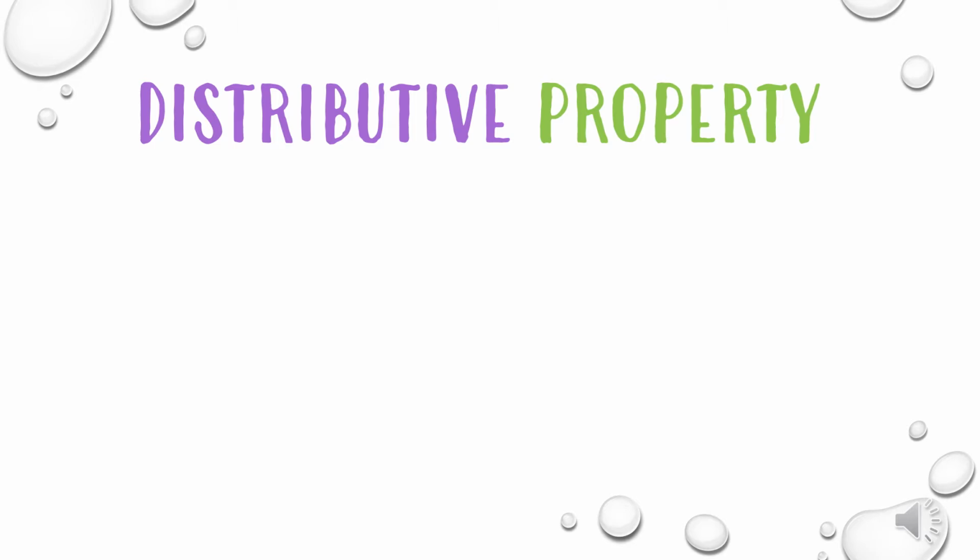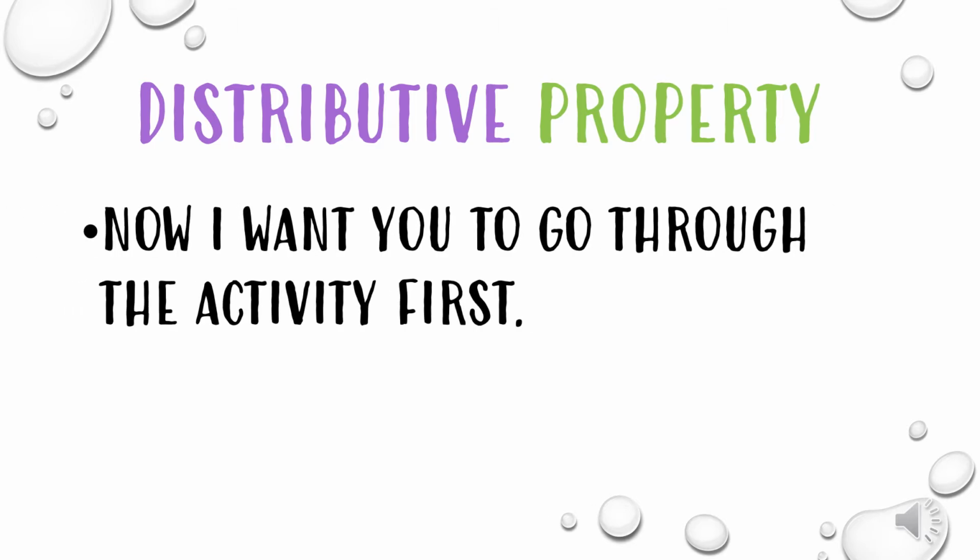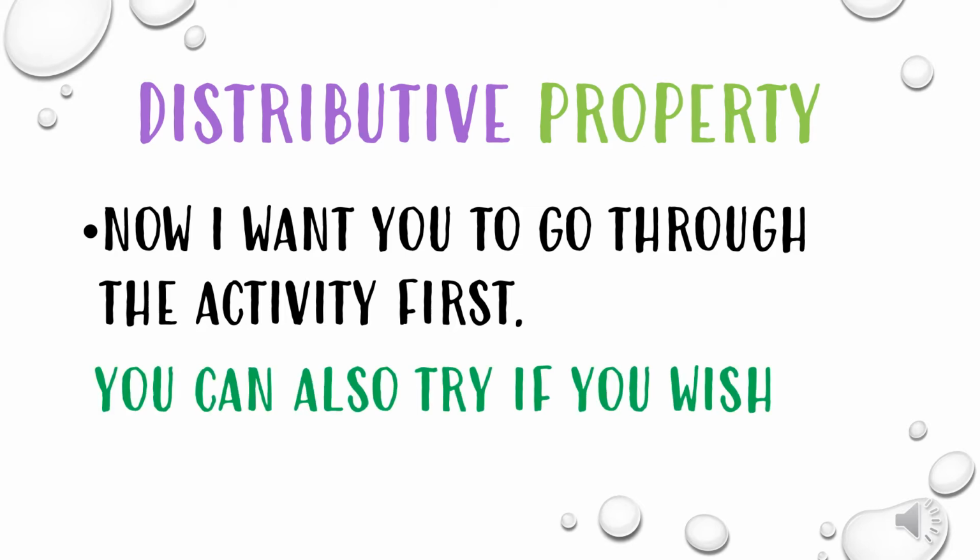Now, I want you to go through the activity first. You can also try if you wish. So, children, there is a picture on your screen, and the task is to find the total number of squares in the picture. If I had given this task to a younger child, the child would count each and every square and then get the result. But because you have already learned multiplication, you can smartly count the number of columns and rows to get the result. So let's count how many columns and how many rows there are.